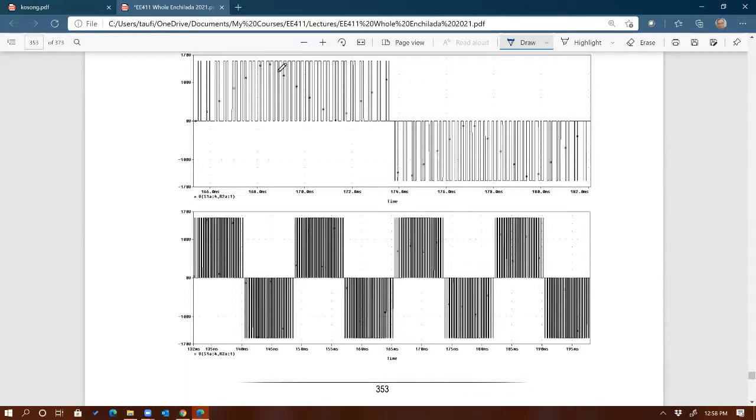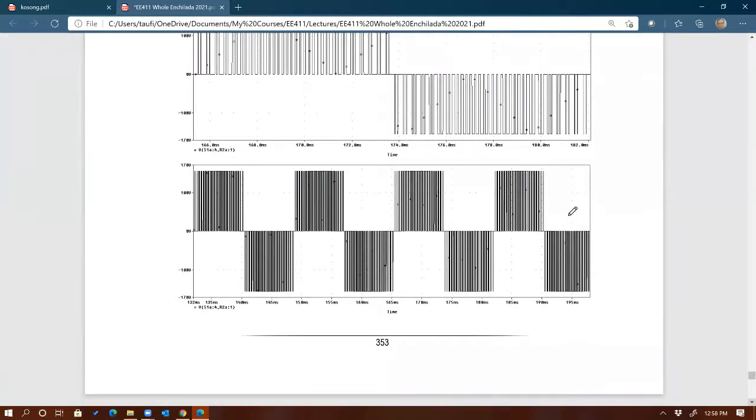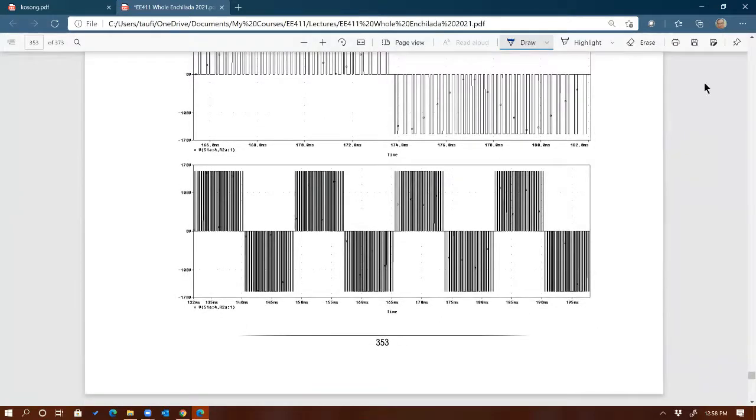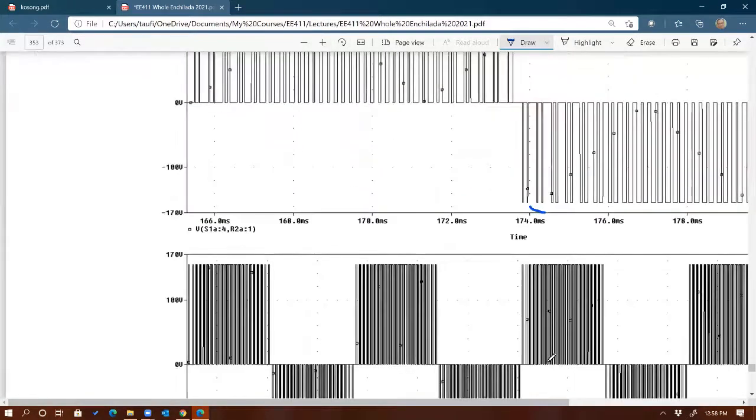But at least it has a positive cycle and a negative cycle, so you can kind of see the sine wave quality of this output. Not good, because all pulses. This is why it's called pulse width modulation, because if you zoom in, the pulse widths are varying with time. Hopefully you can see clearly from here, or maybe I can zoom in. You see that?